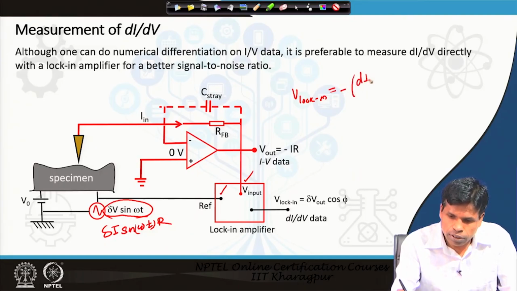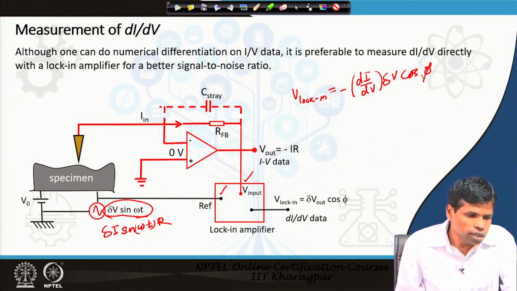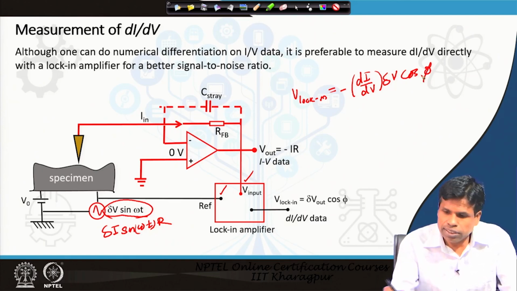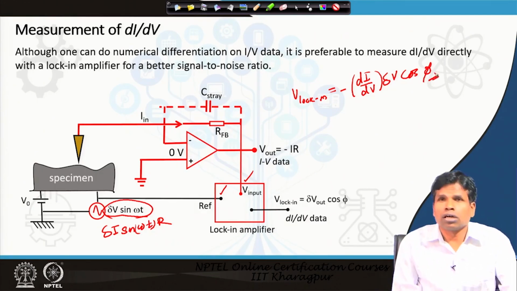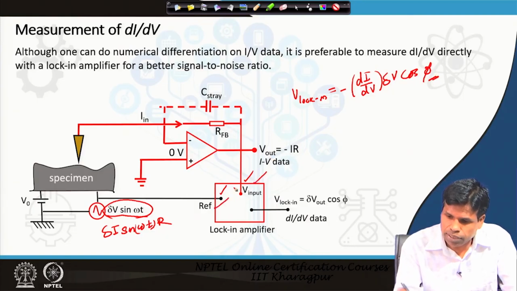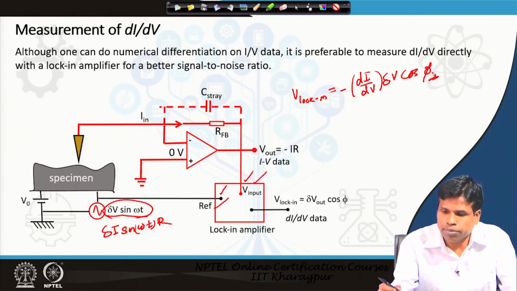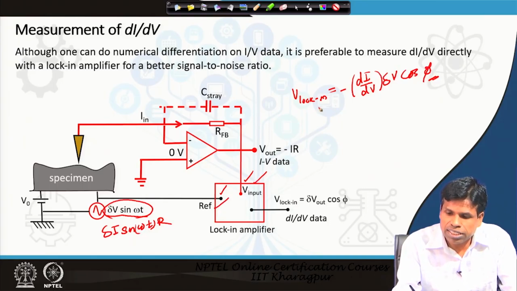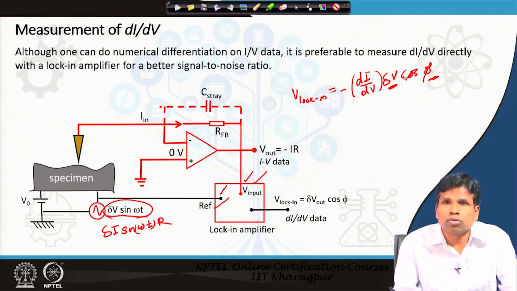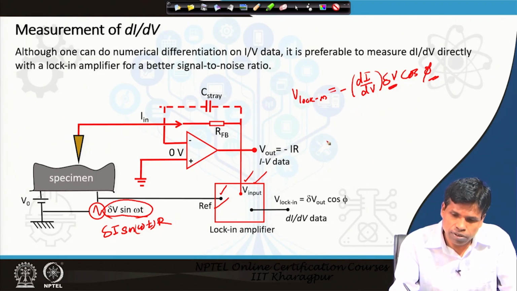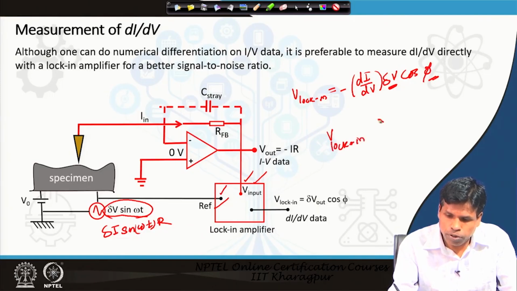minus dI/dV ΔV cos φ. There will be a component, which is the phase difference between the input and reference voltage. The phase difference can be adjusted so that cos φ is 1. So, in these cases, if we keep ΔV constant, then we can see that the V lock-in is proportional to dI/dV.